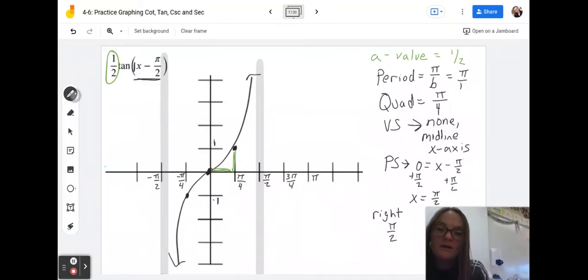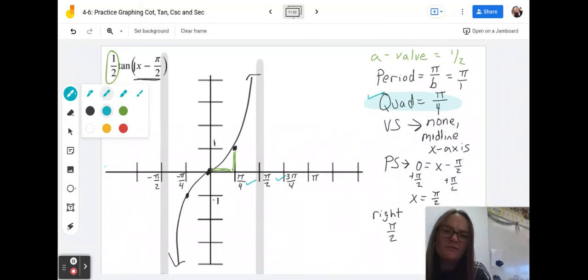All right, so that's all my information. Let's go through and check it off. Quadrant. Quadrant is done. I've already scaled my graph. So that's done. A value. We'll probably approach that a little bit later, so let's go on to something a little more important. Let's talk about the vertical shift.